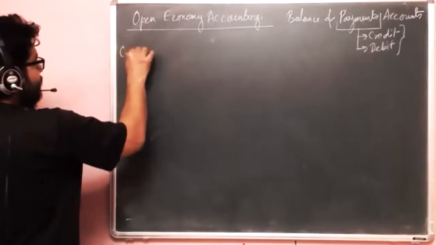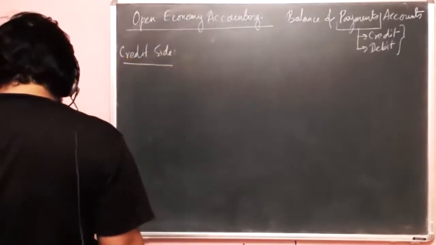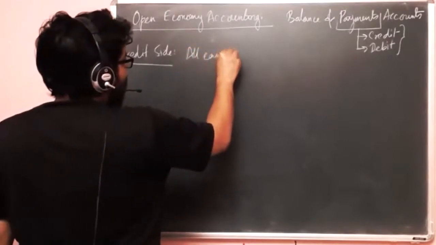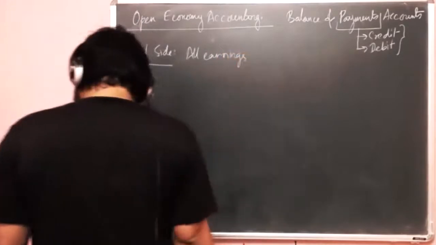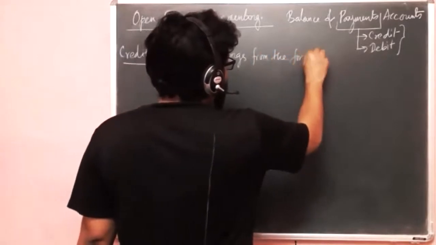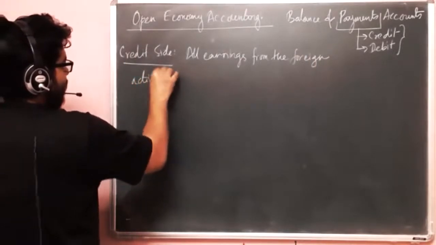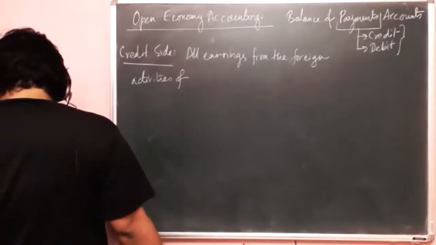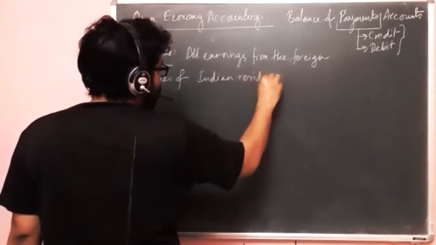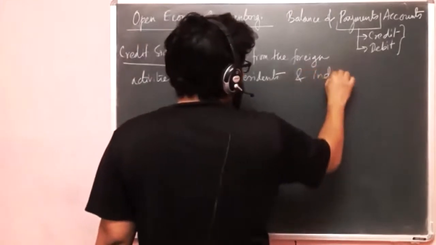On the credit side, what we have is all earnings from the foreign activities of Indian residents and Indian government.